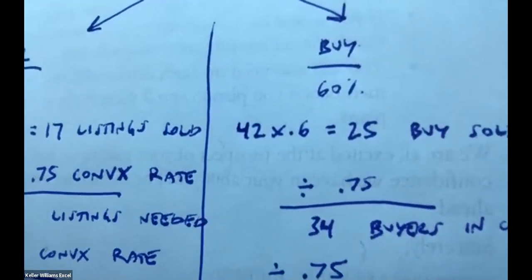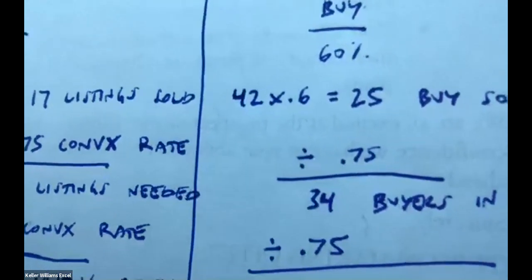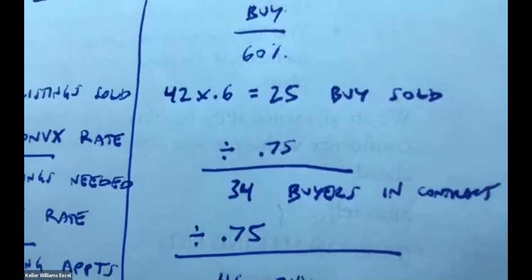I'm going to divide that by 0.75. And that means I need 34 buyers in contract.